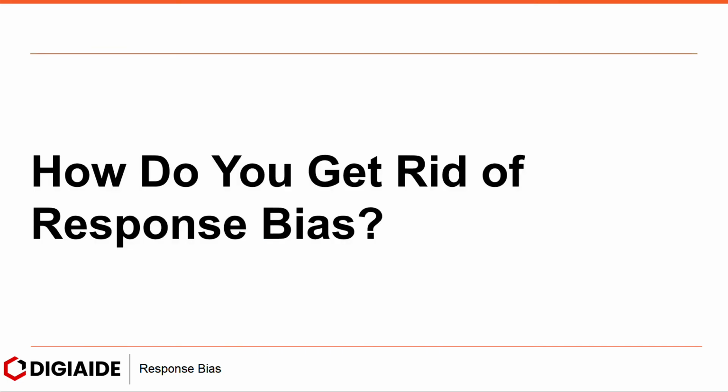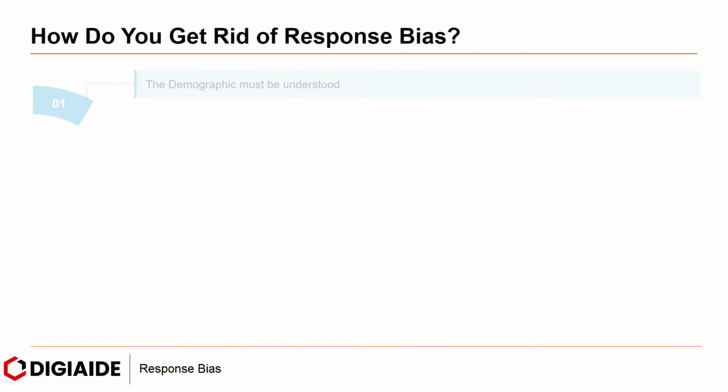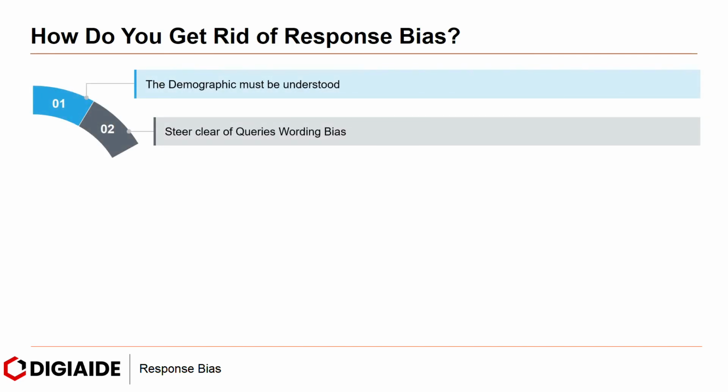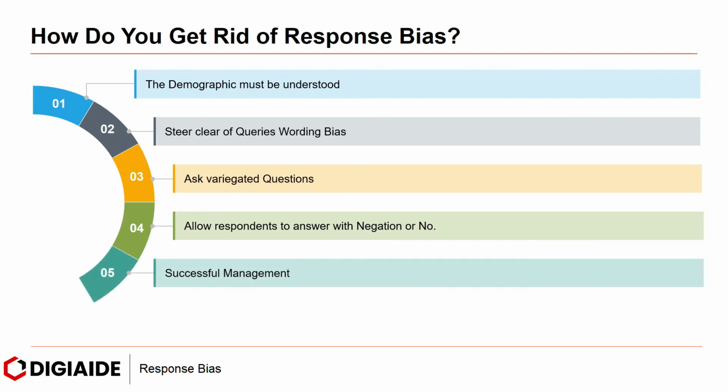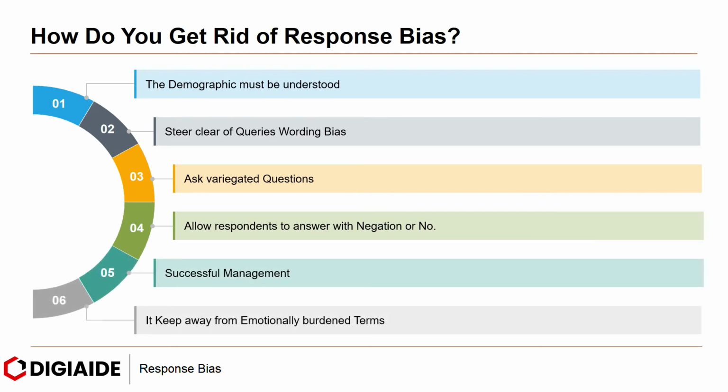And finally, how do you get rid of response bias? First, the demographic and the sample must be understood. Next, steer clear of query wording bias. Third, ask varied questions. Fourth, allow respondents to answer with a negation or no. Fifth, successful management. And finally, keep away from emotionally burdened terms.